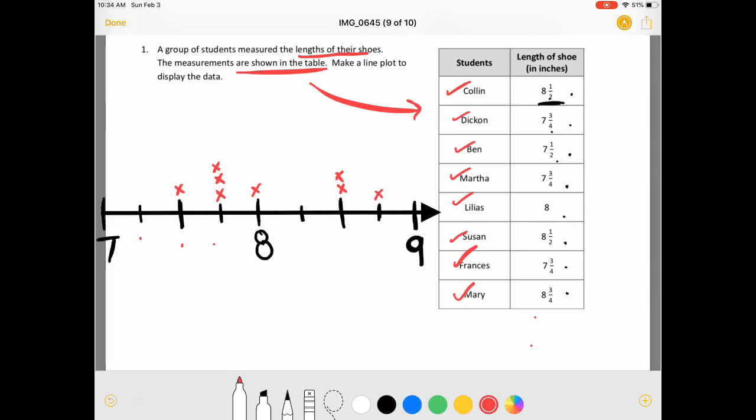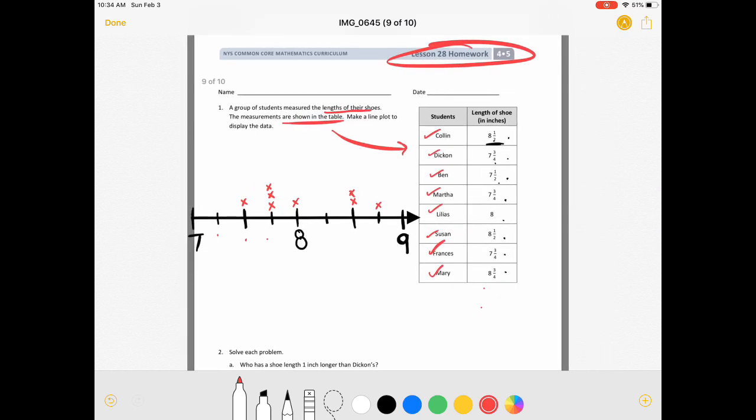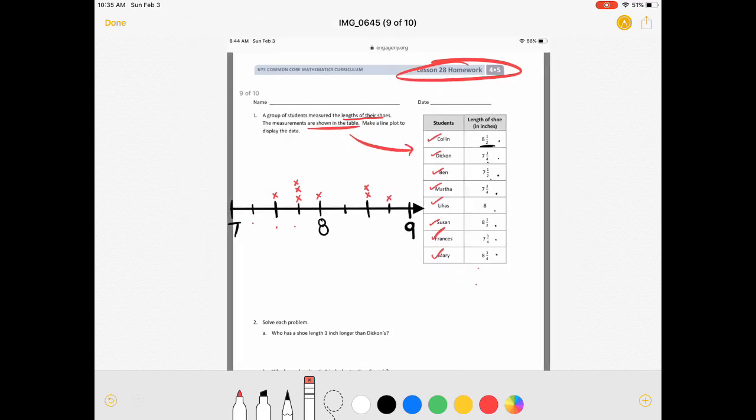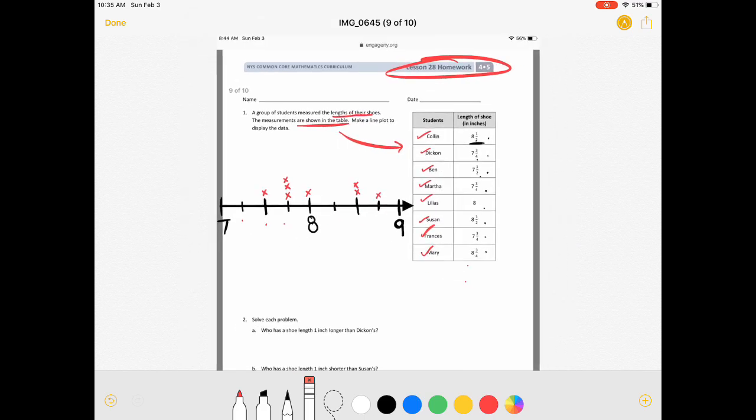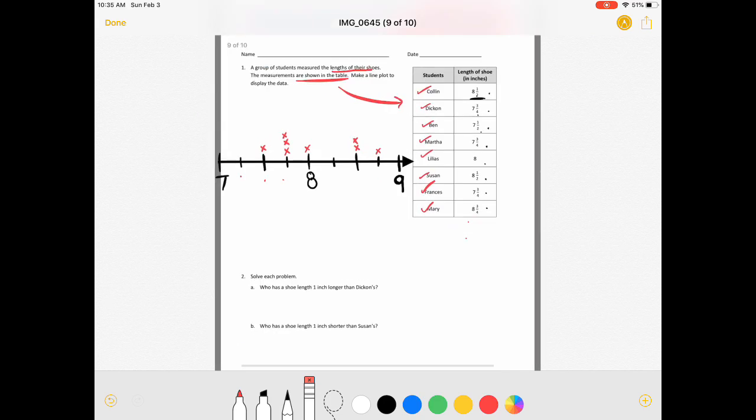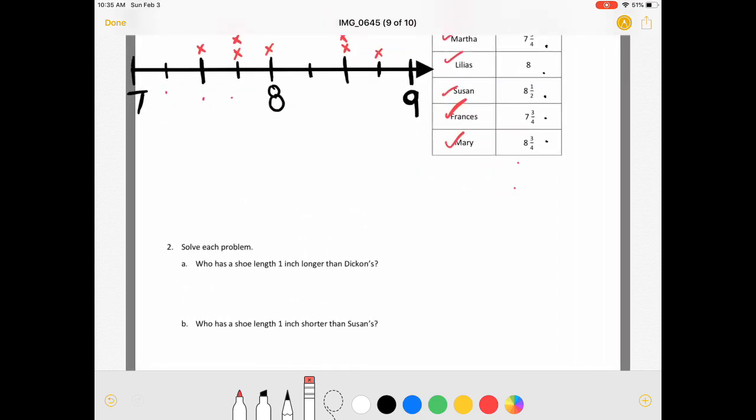Okay, on this next part, we're going to use what we made on our line plot to answer some questions. It's going to be kind of annoying because I have to go back and forth between the pages, but we're going to manage. So let's start off with number 2. It says, solve each problem. Who has a shoe length 1 inch longer than Dickon's?